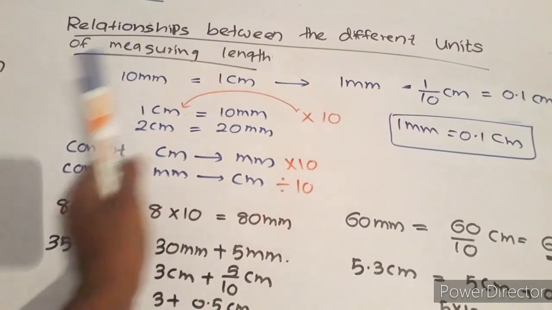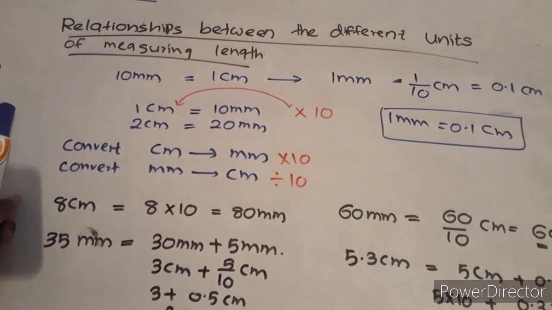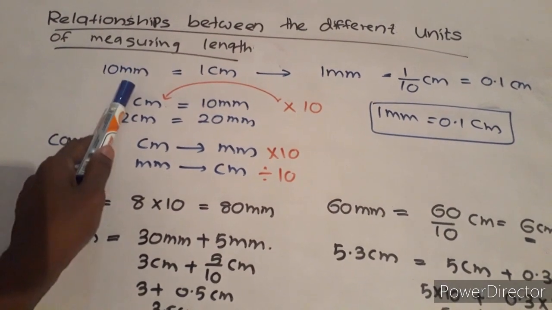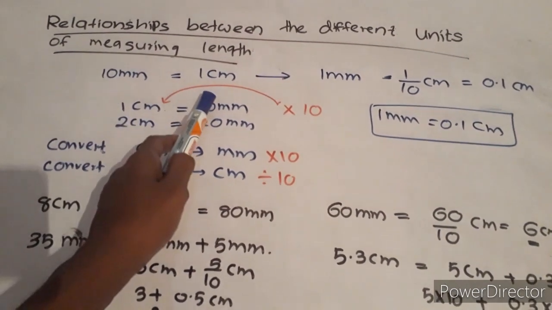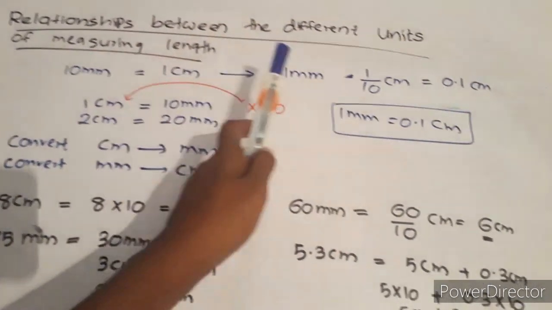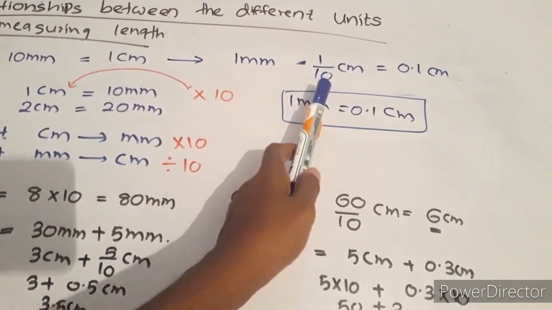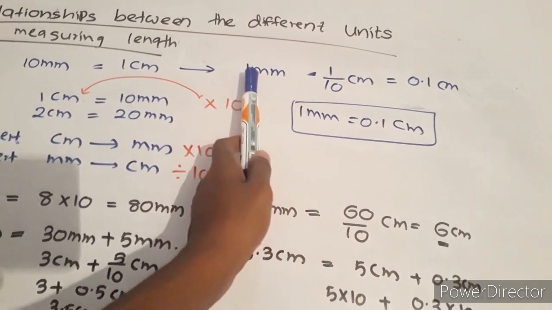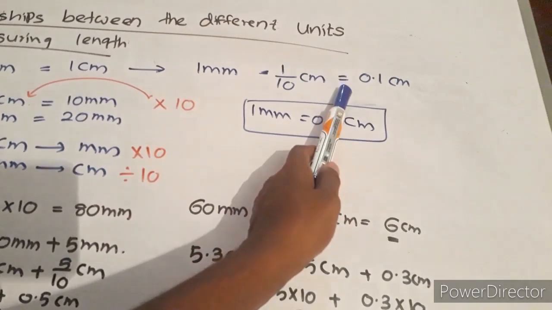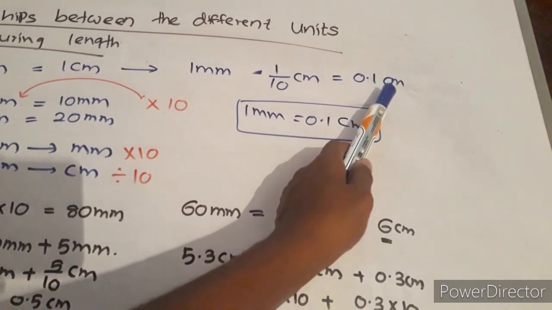Relationships between the different units of measuring lengths. As I told earlier, 10 millimeters is equal to 1 centimeter. So 1 millimeter is equal to how much? We have to divide this 1 millimeter by 10. Then we can take the answer as centimeters.